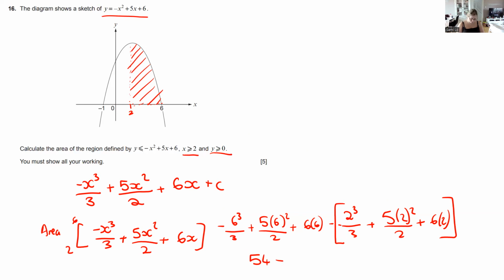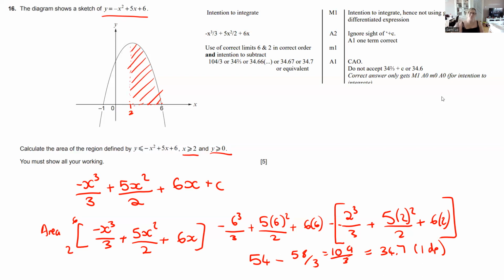So 54 minus 58 over 3. So we're going to do 54 then, minus our answer, which should give you 104 over 3, or 34.7 to 1 dp. And there you go.